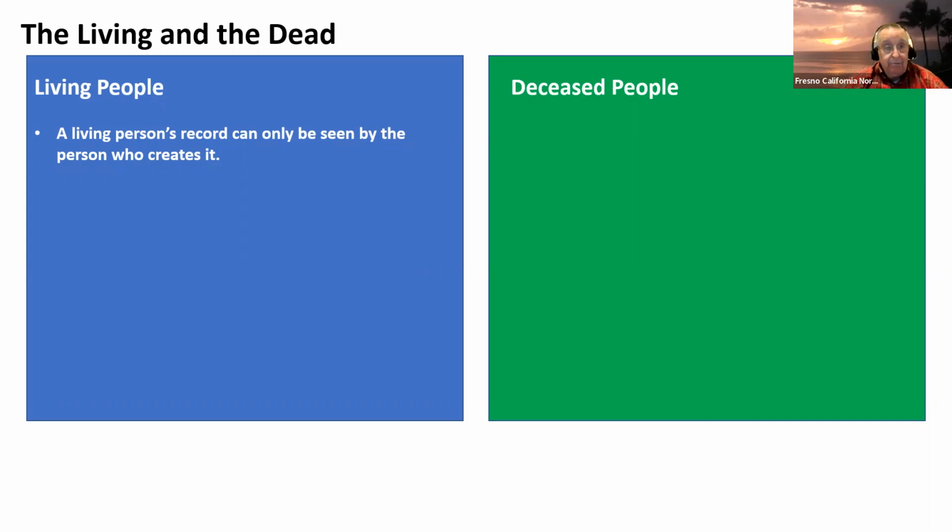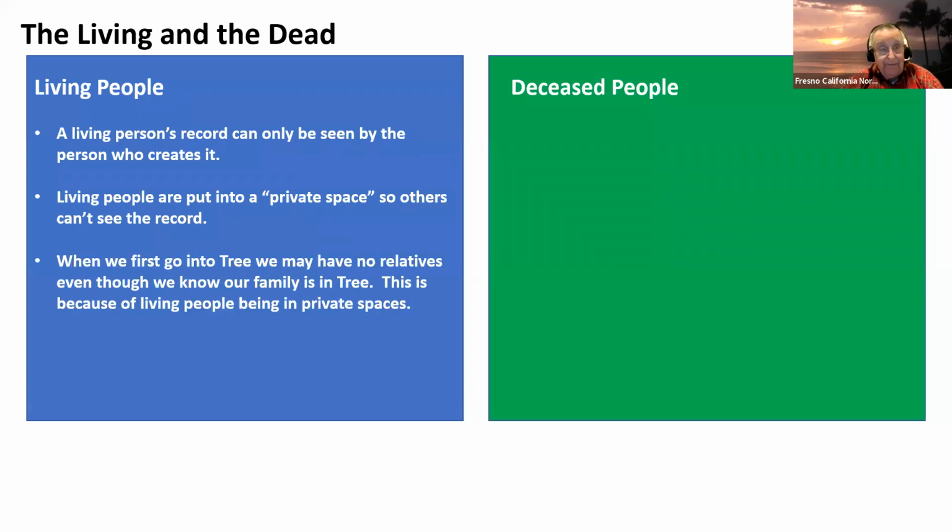That's the way living people work. Living people are put into what they call a private space, and only the person that created that person will be able to see that exact version of the person.